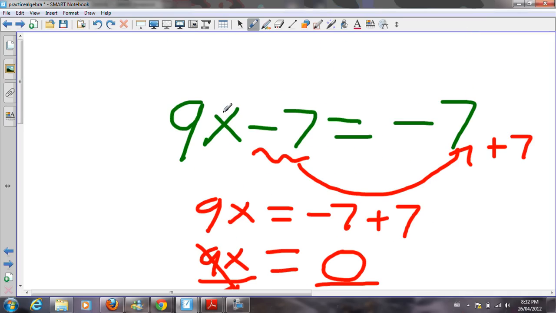And that makes sense, because if you put 0 back into x up here, 0 times 9 is still 0. So that cancels it out. And we're left with just negative 7 on this side, which is what we've got on the other side.